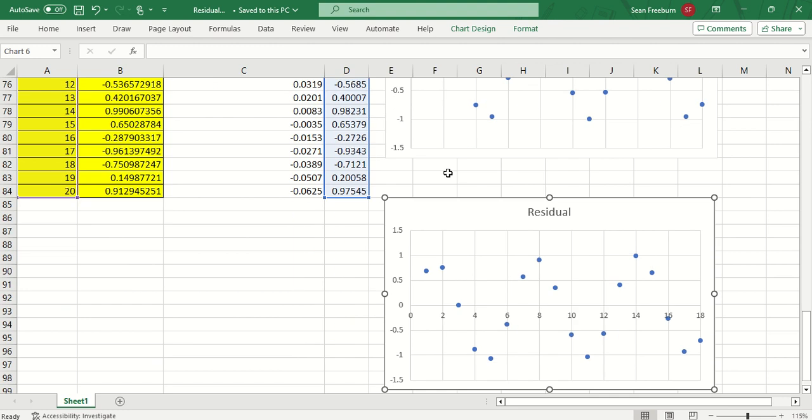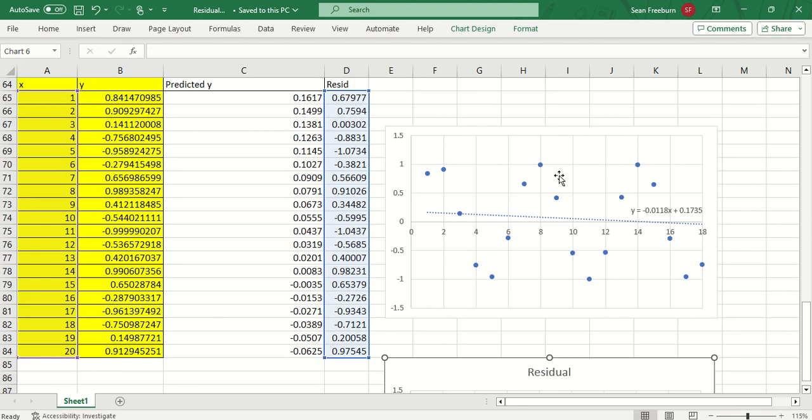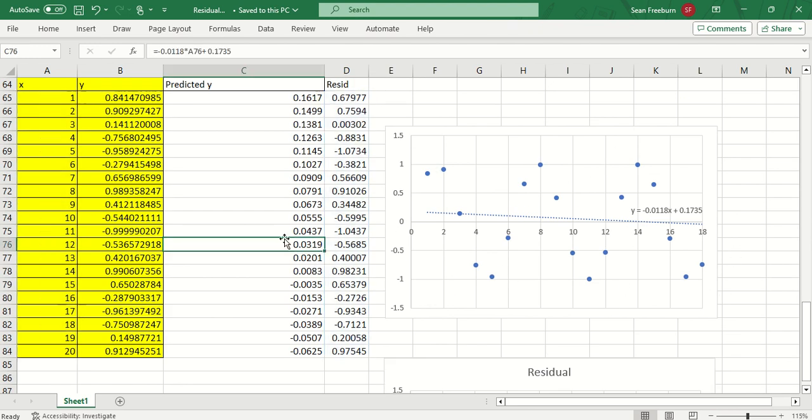Again, it's a little bit different to my original data here, but I can see this is not random. It's going up and down and up and down. So because this isn't random, that signals to me, wait a minute, a linear model isn't appropriate for this. I should use something else. In this instance, a sine curve would be more appropriate.